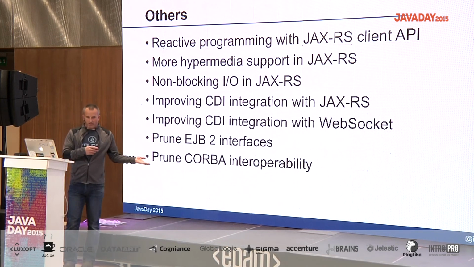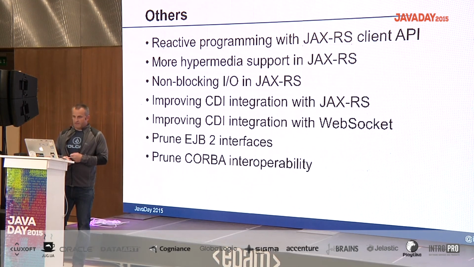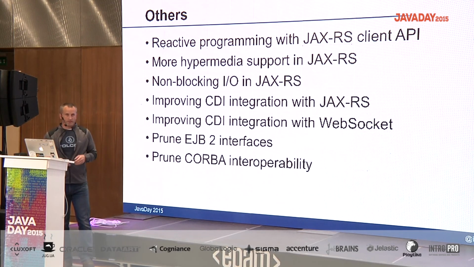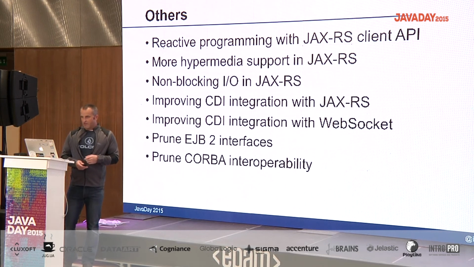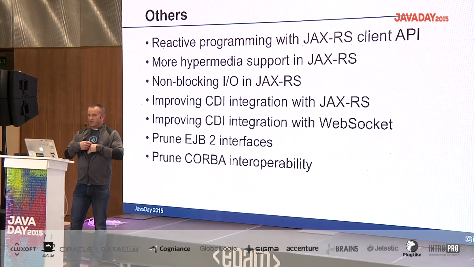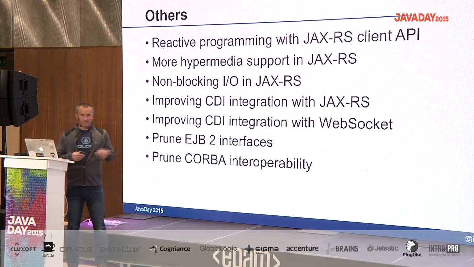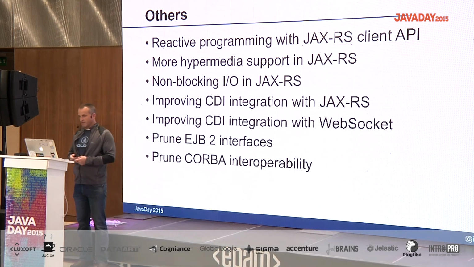And there are also other things that I haven't had time to go through today, such as reactive programming with the JAX-RS client API, and more hypermedia support in JAX-RS, etc. And we also want to start removing the EJB 2 interfaces and the CORBA interoperability.